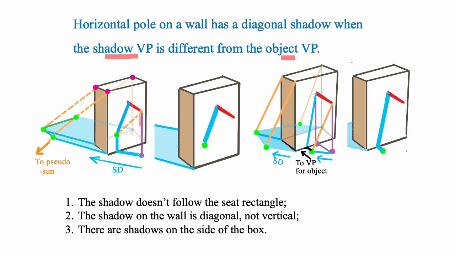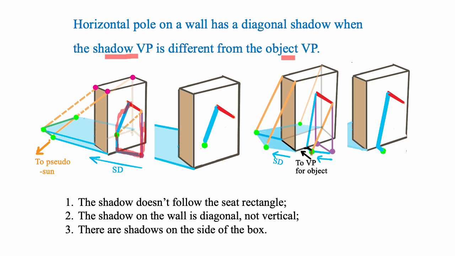In this case, the shadow vanishing point is different from the object vanishing point. So we have the seat from the tip of the pole. The shadow goes toward the shadow direction until it hits the wall. Then it goes vertically up following this imaginary seat. And when it hits the light, it goes to the back of the pole.